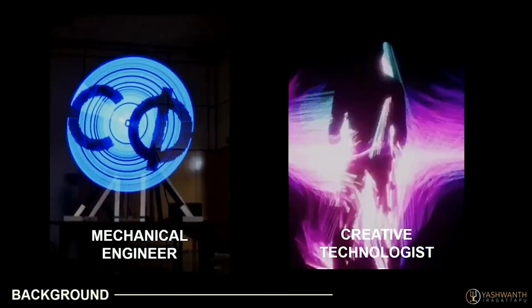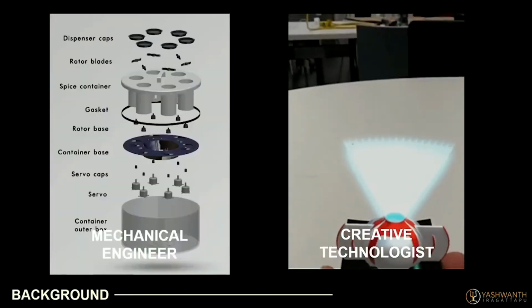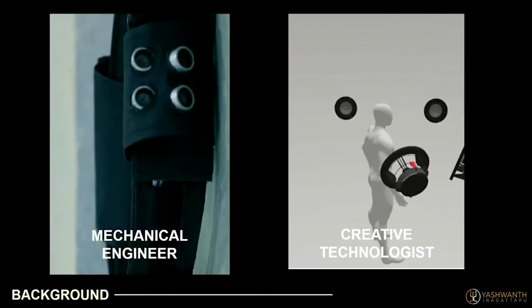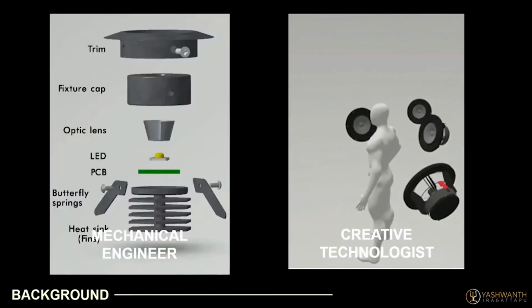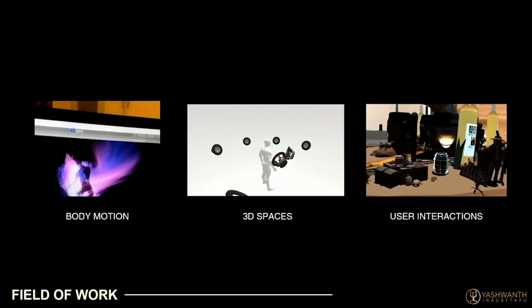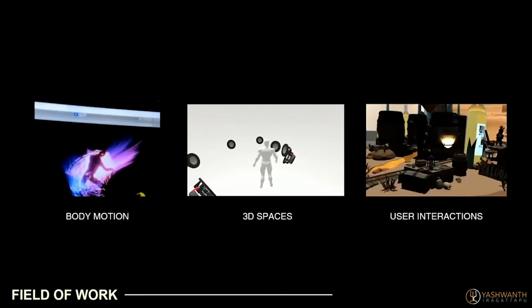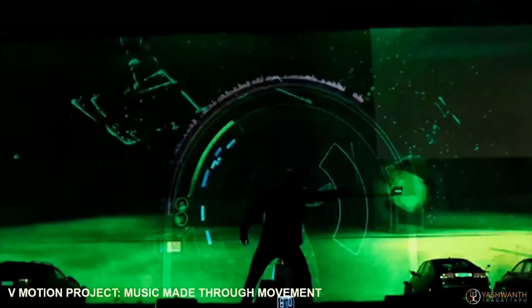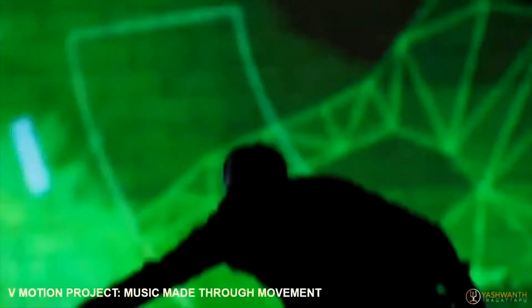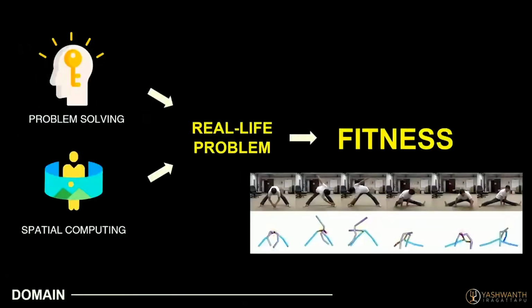My background was in mechanical engineering, where most of my focus was on solving problems and developing products for industrial usage. Now I've transitioned to creative technologist, where my work focuses on exploring human and spatial interactions. During my time at DT, I worked on projects that mostly fall under the categories of exploring body movements, 3D spaces, and user interactions. I came upon this really fascinating project called the V Motion Project, where music was made through body movements. This project inspired me and made me rethink how our bodies can be used as an interface for interaction design.